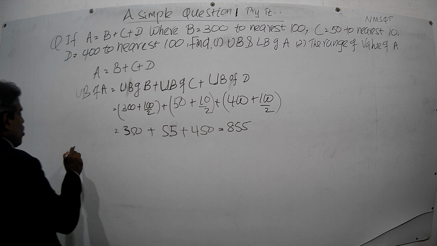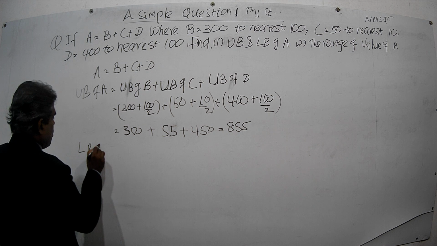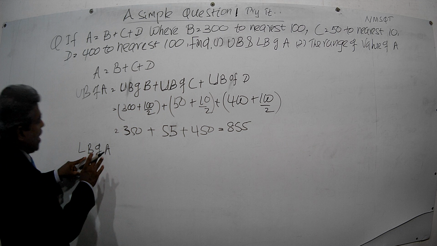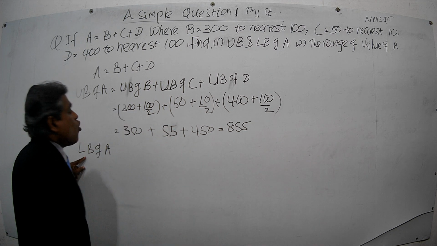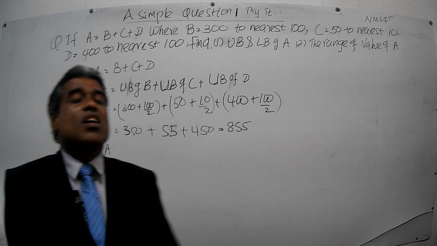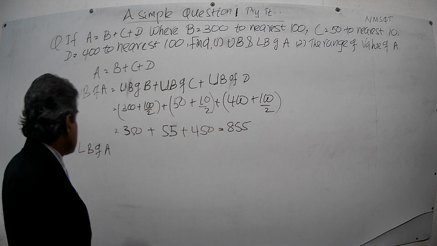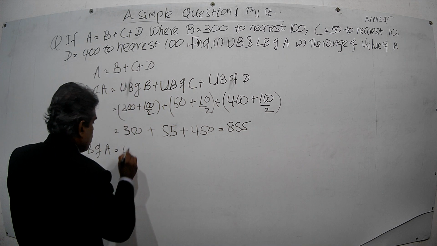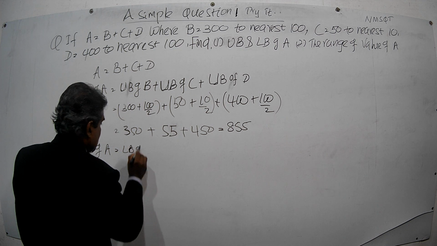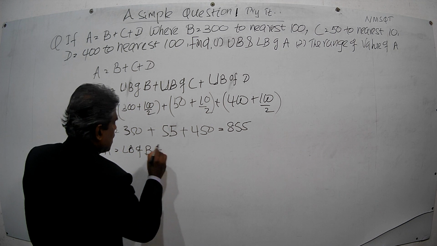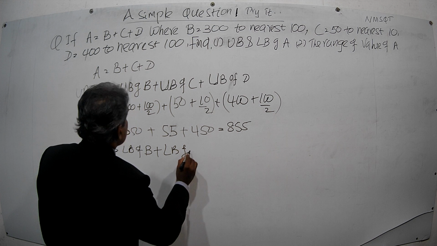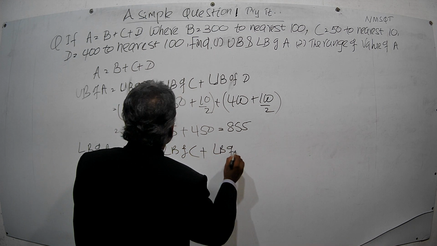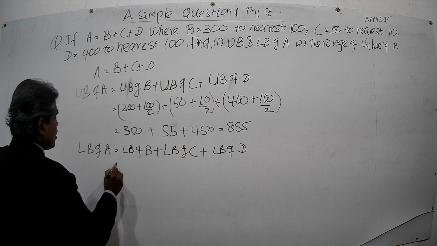Then go to lower bound. Lower bound of A. A is the sum of three numbers B, C, D. Therefore, the lower bound of A is the lower bound of a sum. The lower bound of a sum equals the sum of the lower bounds of the numbers added, right? Then you have the sum of the lower bounds of these: lower bound of B plus lower bound of C plus lower bound of D.